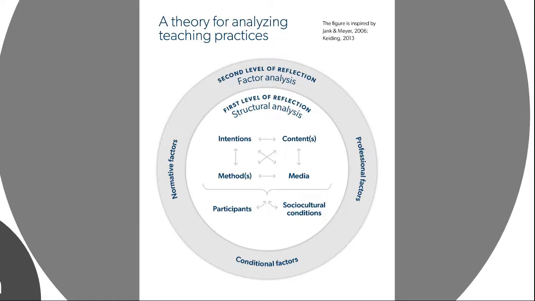In the model, you find reflections on two levels. The first is a practical level, and the second level is a professional and organizational level. On a practical level, you have the intentions, the aims with teaching, the content to be taught, the methods of teaching, and the teaching media. And these four need to correspond to one another.